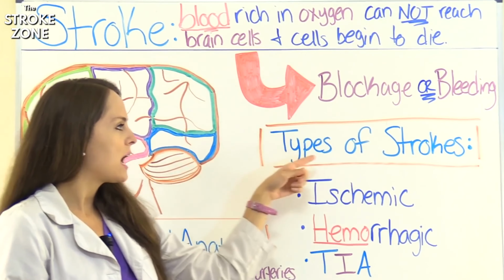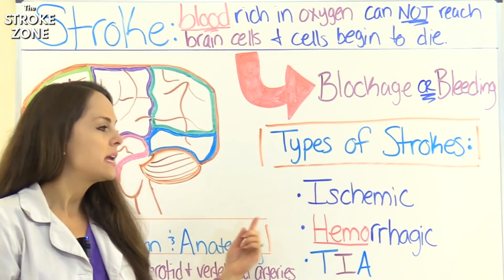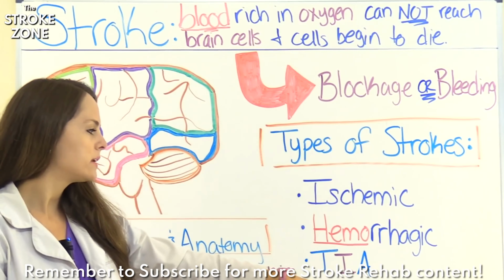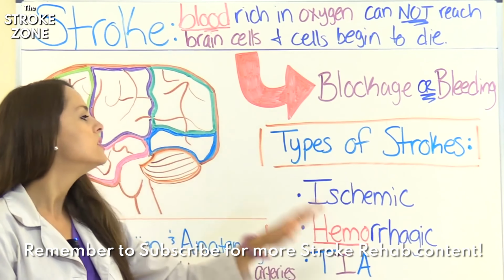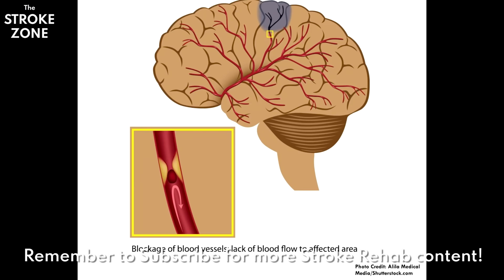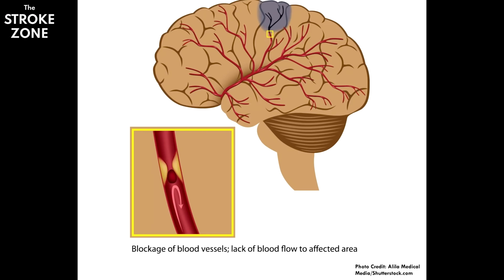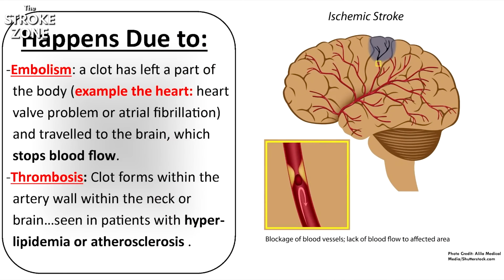Now, there are different types of strokes, and we're going to talk about ischemic stroke, hemorrhagic, and we're also going to hit a little bit on TIAs, which are transient ischemic attacks. So first, let's talk about ischemic strokes. An ischemic stroke is where you can have a blood clot within the vessel, or you have stenosis, which is narrowing of an artery, and it's not able to feed the brain tissue, and this limits the blood that can reach those brain cells. Now, this can happen due to a couple reasons.